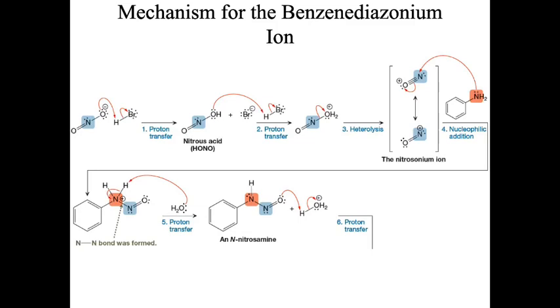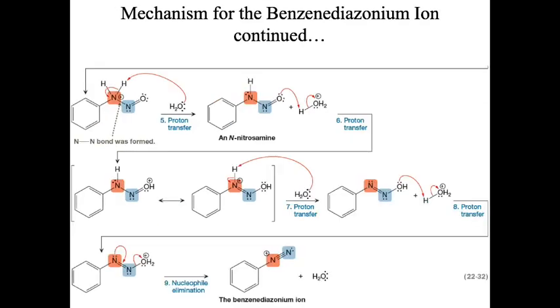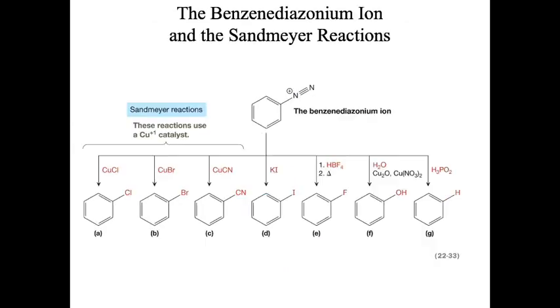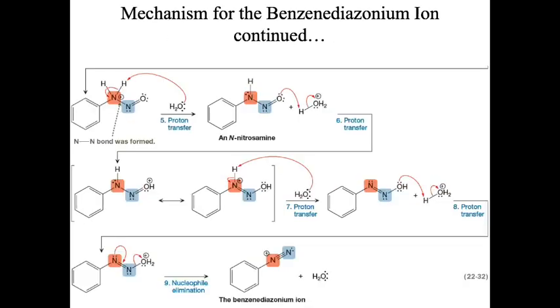Okay, so 1, 2, 3, 4, 5, 6. Notice we're at step 6, and I don't even have a double bond between the nitrogens yet. 7, 8, 9, 10, 11. Okay? We've got 11 steps. Most of them are acid-base steps. So it is really long. The important piece is to recognize what we end with, which is that Benzenediazonium at the bottom.